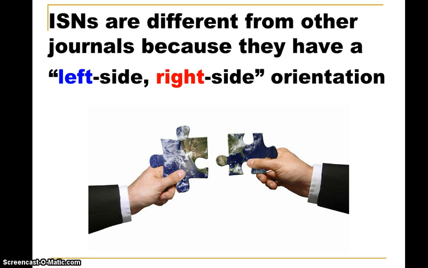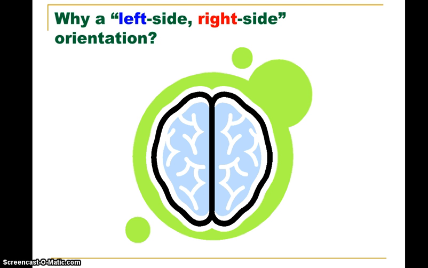ISNs are different from other journals because they have a left and right side orientation. Have I given you another clue as to why we use ISNs in the way that we do? Here's one more. If you said we have a left and right hemisphere of the brain, you would be correct. What we're doing when we set up our notebooks in a left and right hand orientation is we are stimulating the sides of the brain, known as the hemispheres, the left side and the right side.